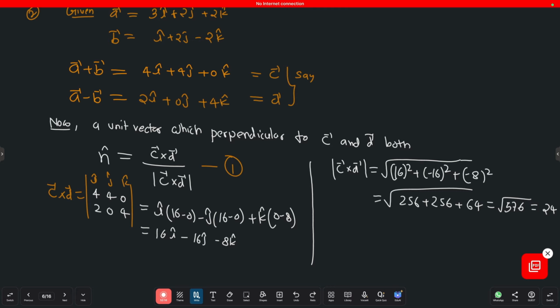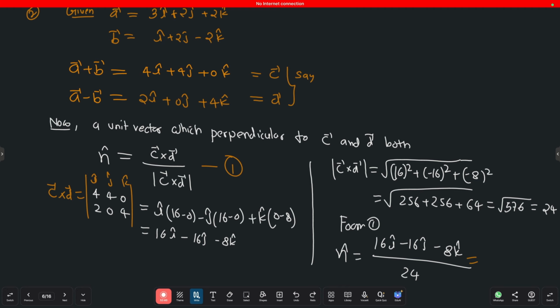24. Now from equation 1, n cap is C cross D, which means this value: 16i minus 16j and minus 8k, divided by 24. Now you can simplify. 8 into 2 is 16, 8 into 3 is 24. So the correct answer is 2/3 i cap minus 2/3 j cap minus 1/3 k cap. One student check the answer. This is the vector.